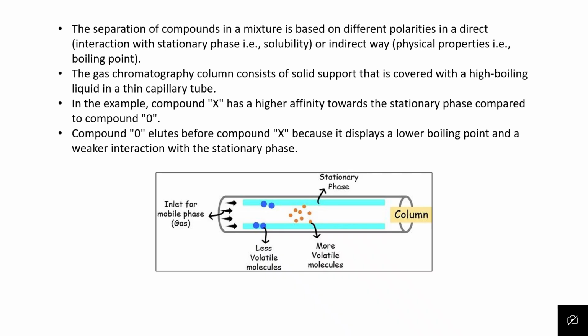The gas chromatography column consists of solid support that is covered with a high boiling liquid in a thin capillary tube. In the example, compound X has a higher affinity towards the stationary phase compared to compound O. Compound O elutes before compound X because it displays a lower boiling point and a weaker interaction with the stationary phase.